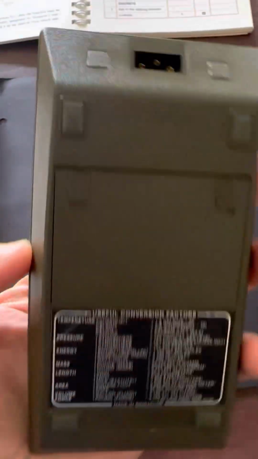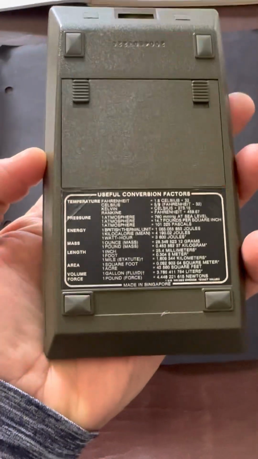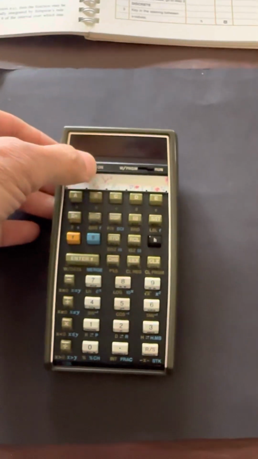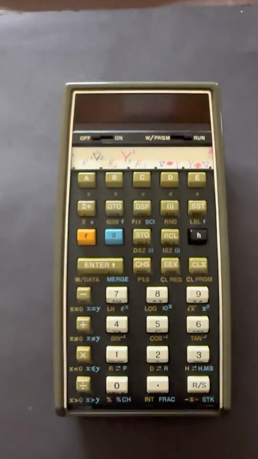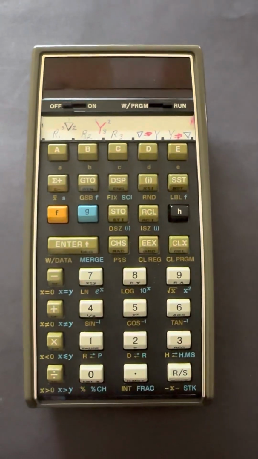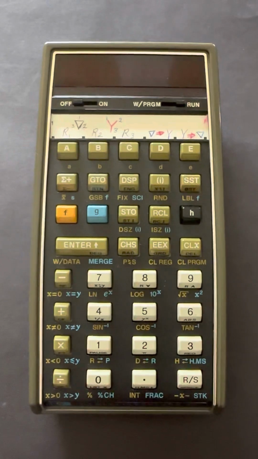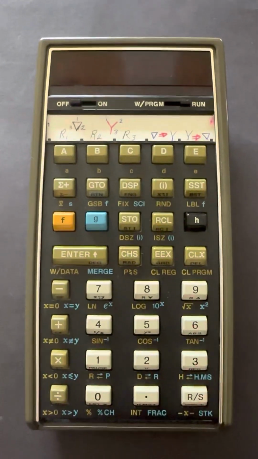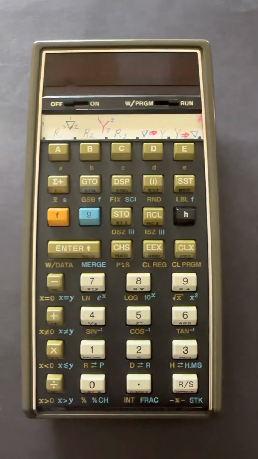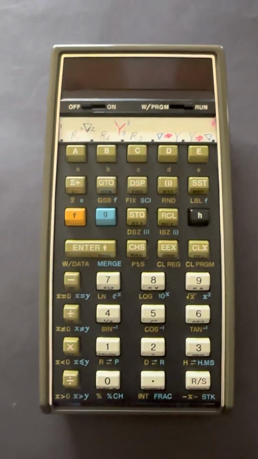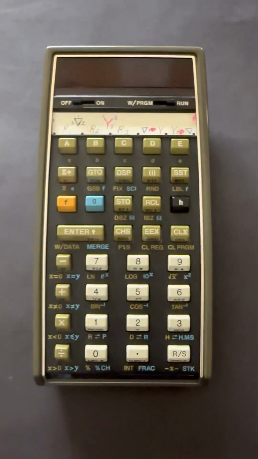Okay, so this is a cool calculator. They tend to develop a problem reading the card. It's called the gummy wheel. The mechanism that pulls the card has a rubber wheel that over time deteriorates and it won't pull the card. So those need to be fixed, and I did fix it on this calculator.